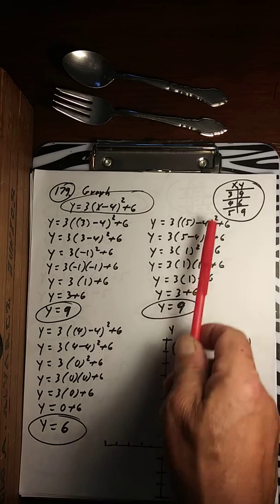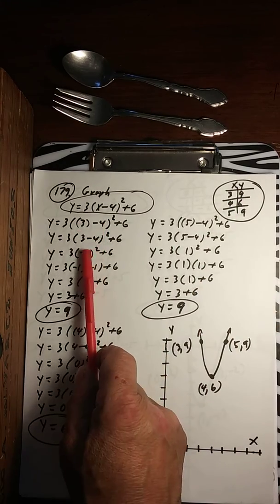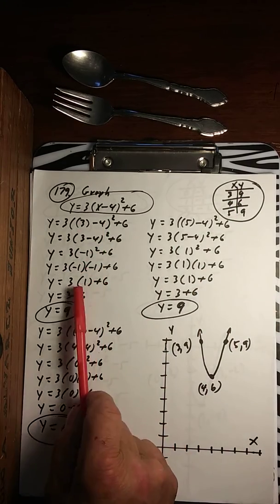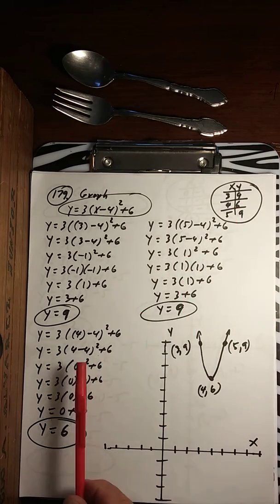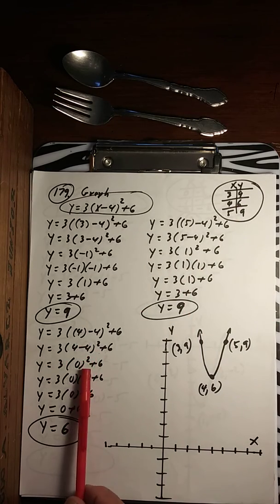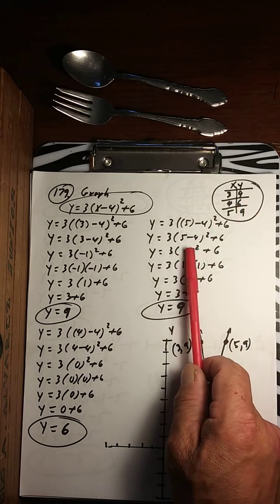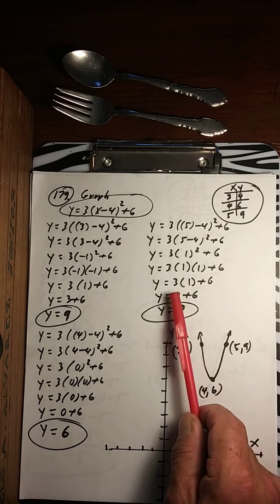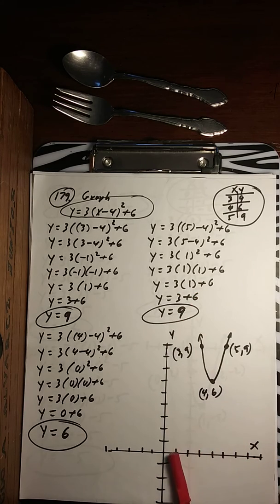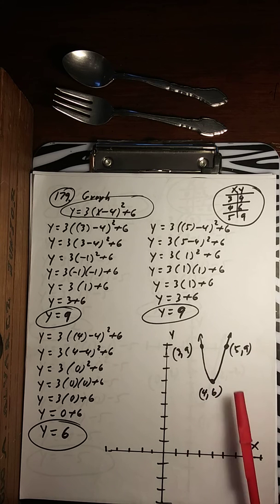Put the numbers in there. Put 3. 3 minus that is negative 1. Negative 1, negative 1 is 1. Times that, 3. 3 plus 6 is 9. Put a 4 in there. 4 minus 4 is 0. 0 times that, 0. Plus that is 6. 5. 5 minus 4 is 1. 1 times 1 is 1. 3 plus 6 is 9. So we have 3 and 9, 4 and 6, and 5 and 9.